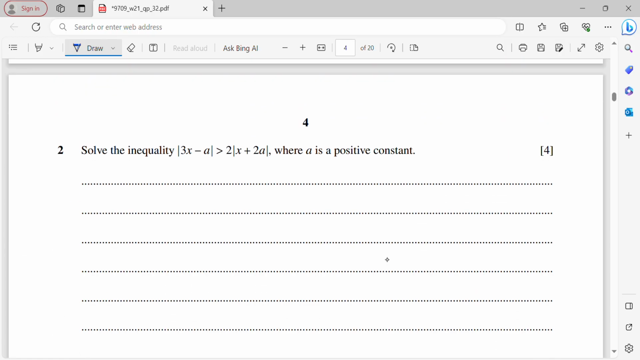Now, question 2. Solve the inequality where a is a positive integer. So now modulus of 3x minus a greater than 2 times modulus of x plus 2a. The definition of the modulus is square root of the squared. This is the definition of modulus.